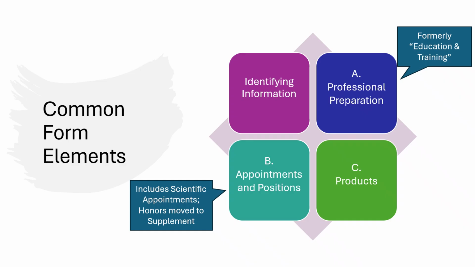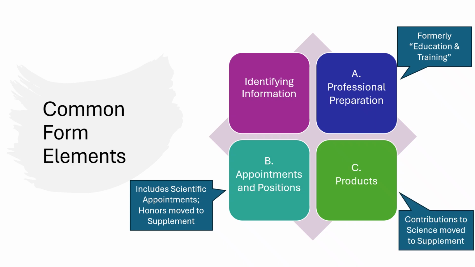And I just want to highlight, although it does not specify in the title, it does still require you to list scientific foreign appointments, etc. And then section C is the products section. Section C previously was called contributions to science. That has now been moved to the supplement, but the products section is where you will likely list your publications and other kinds of research products. So those of you that have had a Biosketch for many years, you might remember when the old format of the Biosketch for NIH allowed you to cite different products or publications. So we're sort of going back to that with the common form.